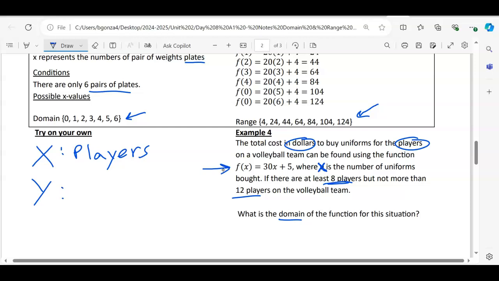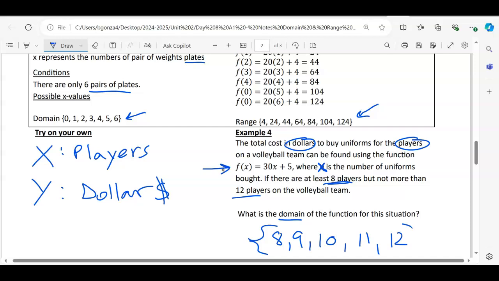All right, so X is players, Y is dollars. All right, money, dollars. If the X value, the domain is players, all they're asking for is how many players? What's the least amount of players? 8. What's the most amount of players? 12. So literally, your domain is between 8 and 12. So put a bracket. We don't have any half people. We have just 8 or 9 or 10 or 11 or 12. At least 8, no more than 12. That's it. Okay?